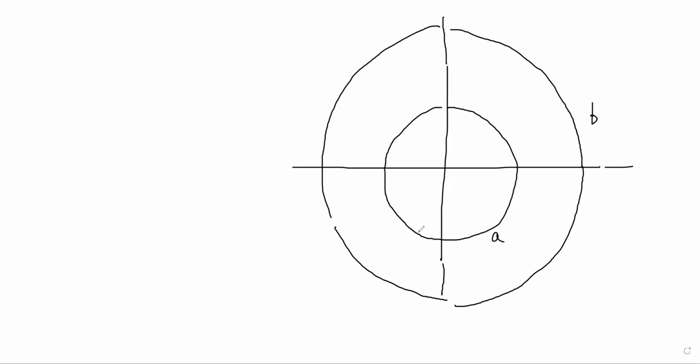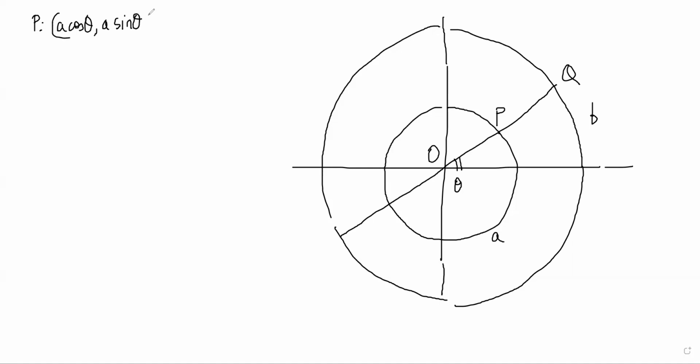Now a line is drawn. Let's say the line makes an angle theta with the x-axis. Let's say the line is drawn like this. This angle is theta. This is O, and this is P, this is Q, right? Okay, so the line is making angle theta, so this point P would be what? A cos theta, A sin theta, because the inner circle has radius A. And the point Q would be B cos theta, B sin theta, right?